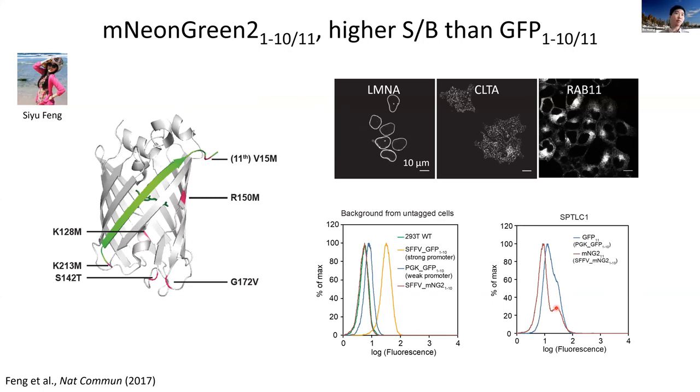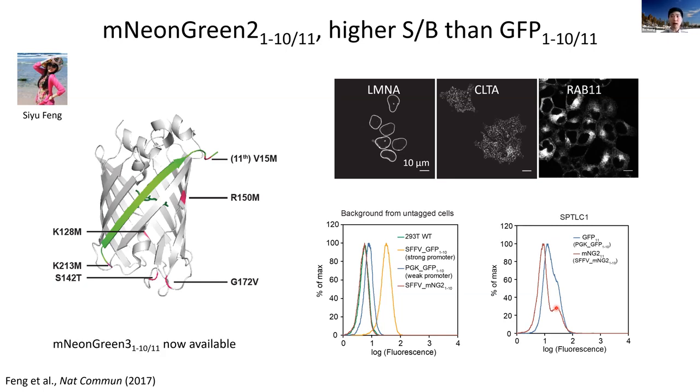Now, it's not that the mNeonGreen system does not have disadvantages. The GFP 1 to 10 has much higher affinity to the GFP 11 fragment compared to the affinity between the mNeonGreen 11 and mNeonGreen 2 1 to 10, so the complementation efficiency is higher. But overall, mNeonGreen is just unanimously better than the GFP system for the targets that we have tested.